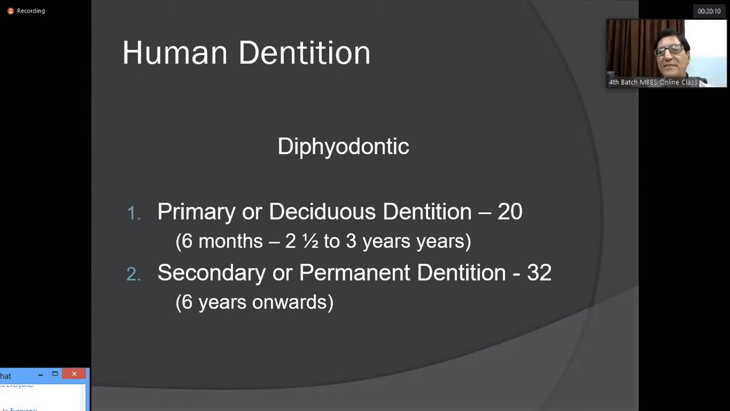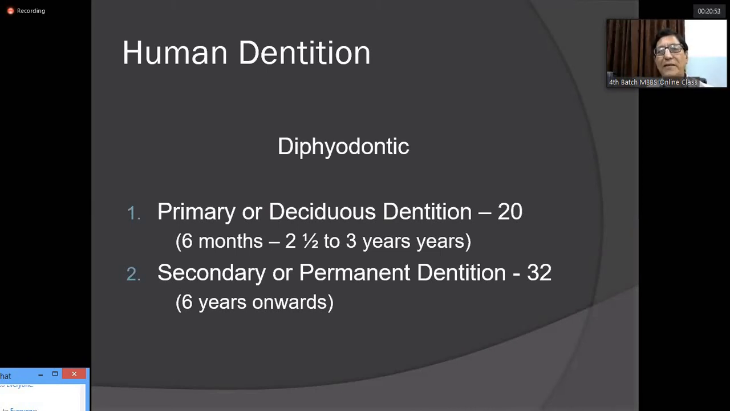The first set of teeth to come into the oral cavity are the primary teeth. Primary means first to come. Now, they are also known as deciduous dentition because these teeth ultimately shed off. They will be replaced by permanent teeth. They do not stay there forever. All of them will be replaced. They all fall off like deciduous trees. What happens with the deciduous trees? In the winter, all the leaves fall off. That's why they are known as deciduous trees. Similarly, the teeth belonging to the primary dentition or deciduous dentition ultimately shed off.